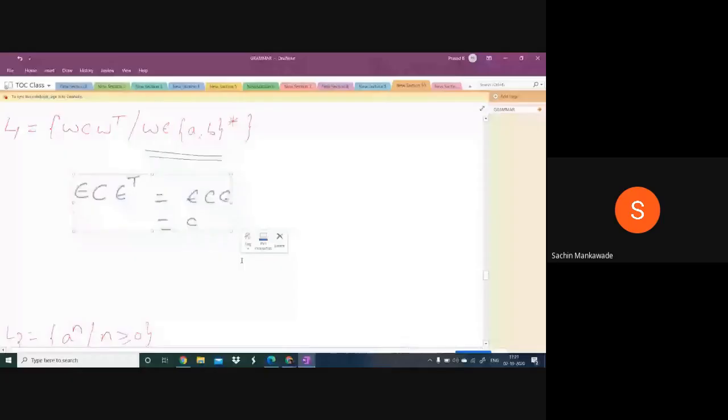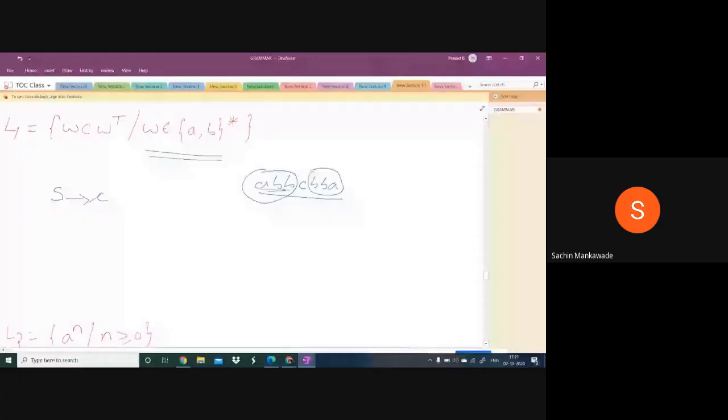So I told you, take the smallest string as a production. Here S is the start symbol and the smallest string is C. So S goes to C is one production. And suppose W is ABB followed by C, and after the C it should be the reverse of ABB. So whatever we have before the C, after it must be the reverse: a combination of A and B, and then its reverse.